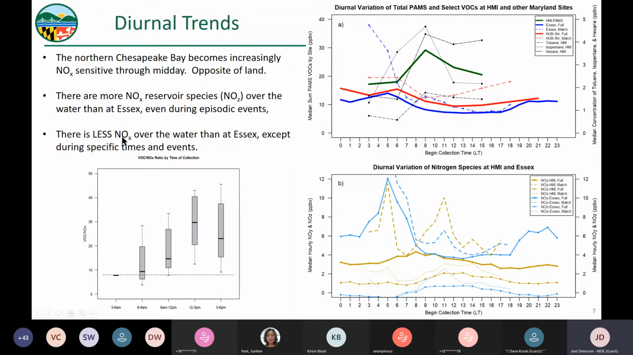But there's actually less NOx over the water at Hart-Miller Island than at Essex, except during specific times and events. And that's where it becomes very important for ozone, during those specific times and specific events.